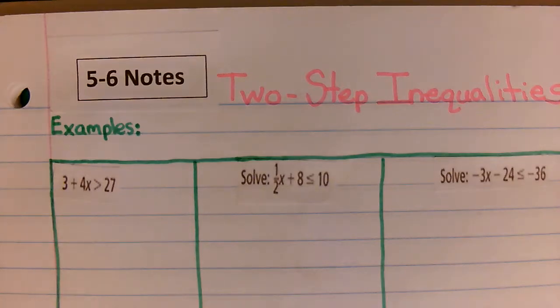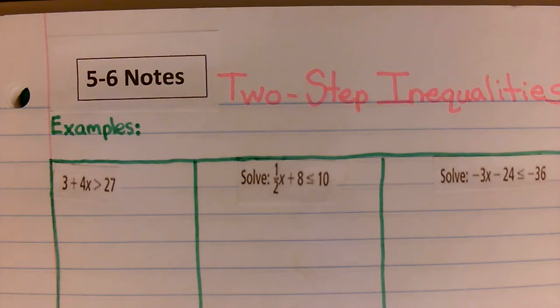Today we are going to begin on 5-6 notes, two-step inequalities. First thing we're going to do is look at some examples of solving those just based on seeing the inequality itself, without word problems or anything. Let's just remember we do this the exact same way you've been doing two-step equations, and the only time that the sign flips is when you multiply or divide a negative number to both sides.